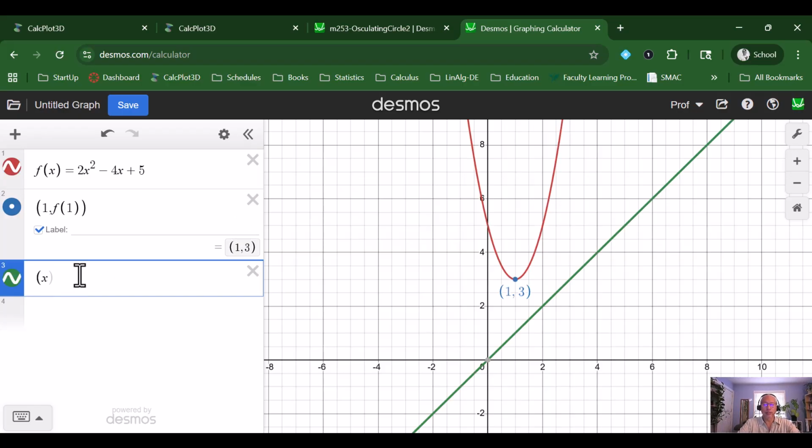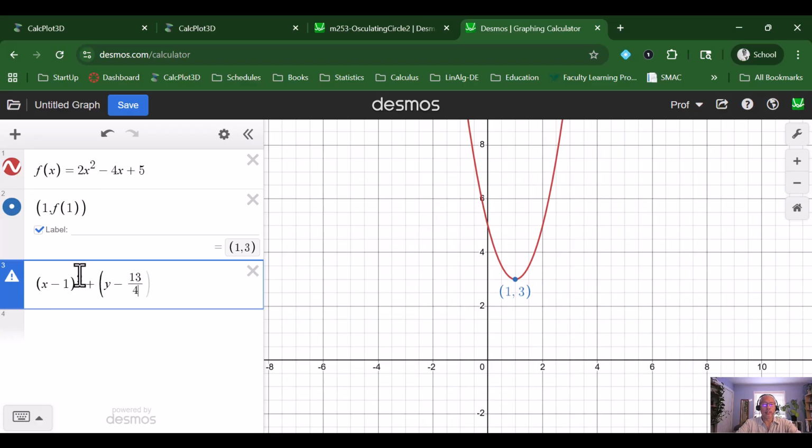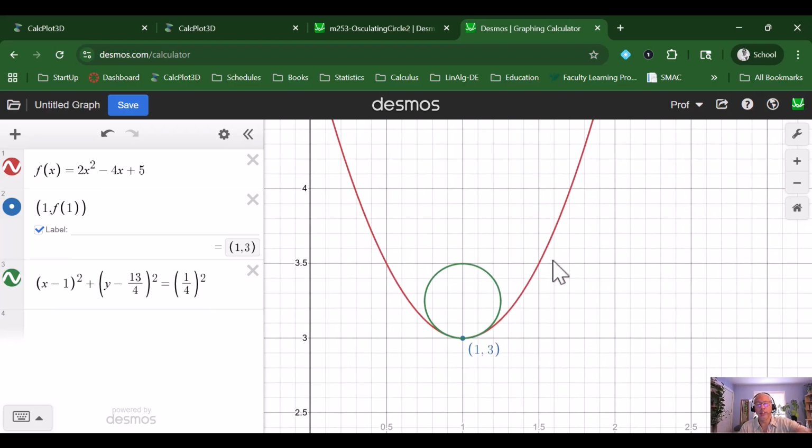So if I type in the circle (x minus 1) squared plus (y minus 13/4) squared, and say that it's equal to 1/2 quantity squared, oops, this is 1/4, sorry. And there we go. If we zoom in and take a look at that, it looks like it's mimicking this curve exactly at that point.